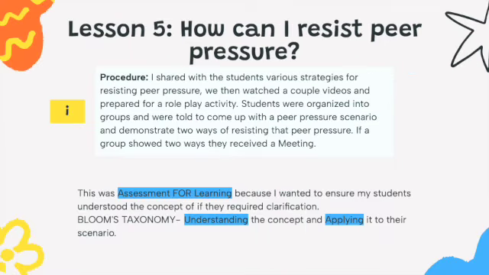Lesson 5 was indicator I. How can I resist peer pressure? I shared with the students various strategies for resisting peer pressure, and then we watched a couple of videos and prepared for a role play activity.